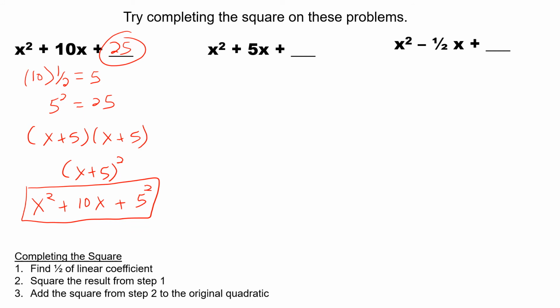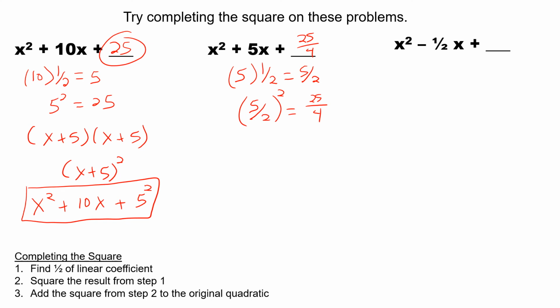So here we have x squared plus 5x plus, again, we want to complete that square. So I'm going to take the coefficient of the x and multiply it by 1/2, which gives me 5/2. I'm going to take that result and square it. That gives me 25/4. And so 25/4 would be the completing the square.